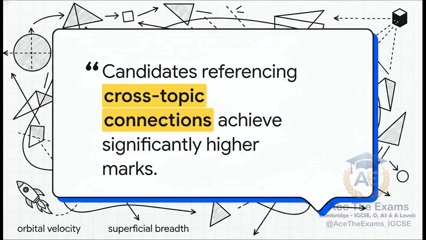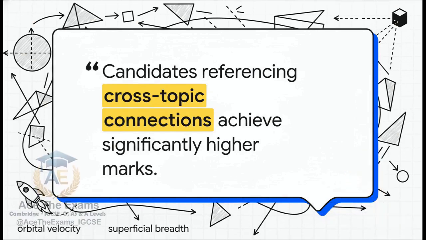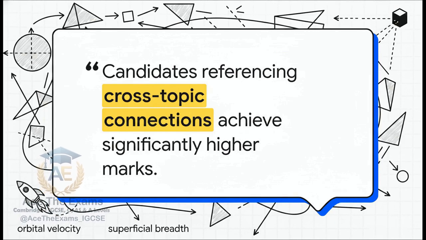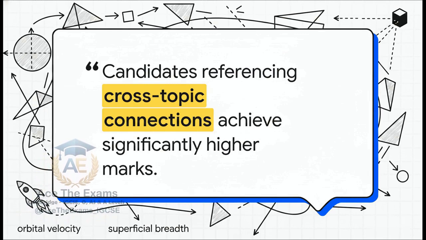Look at this telemetry data straight from the official Cambridge Principal Examiner reports. Quote: candidates referencing cross-topic connections achieve significantly higher marks. So what does this actually mean for your flight path? It means top marks demand a connected, deeply conceptual understanding. You can't just know how to find a perpendicular bisector in total isolation.